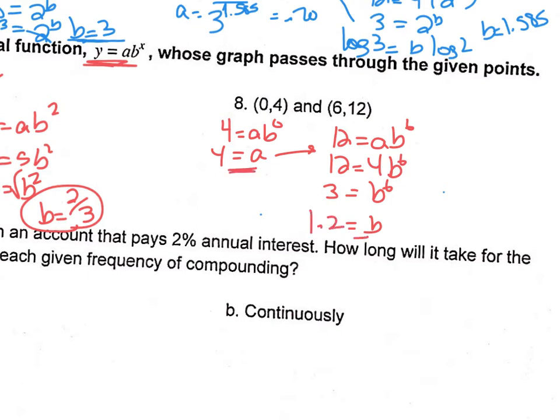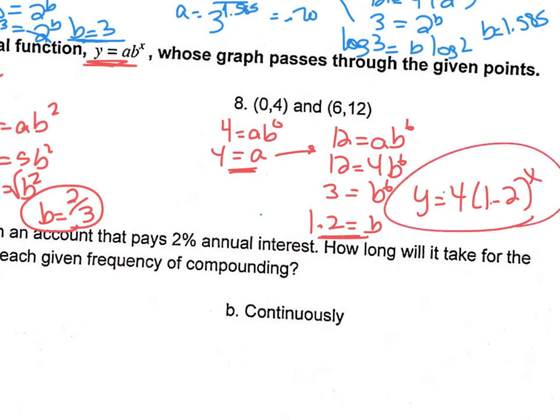So there's my a, there's my b. So my equation is 4 times 1.2 to the x power. All there is to it.